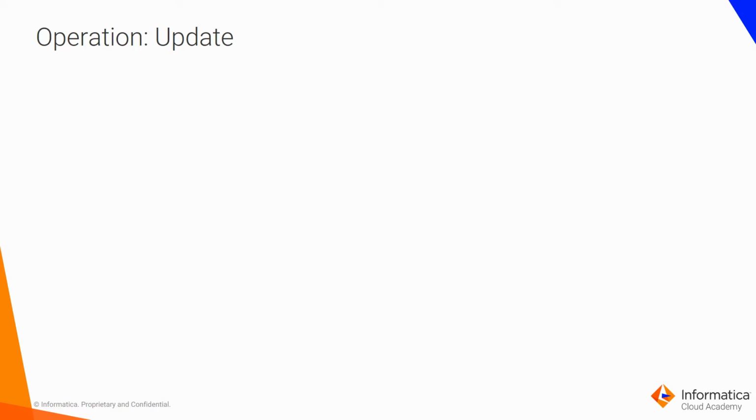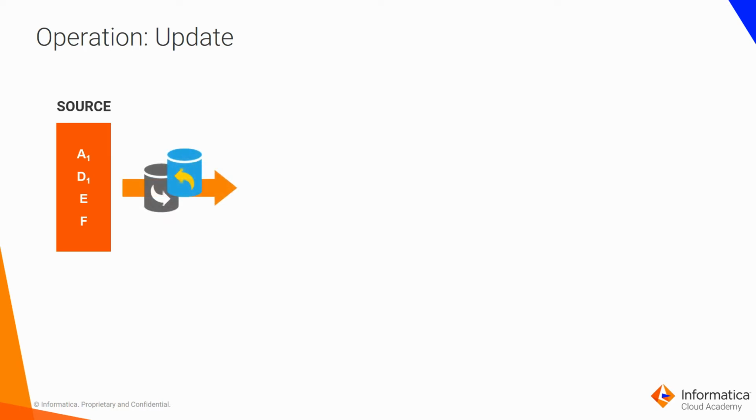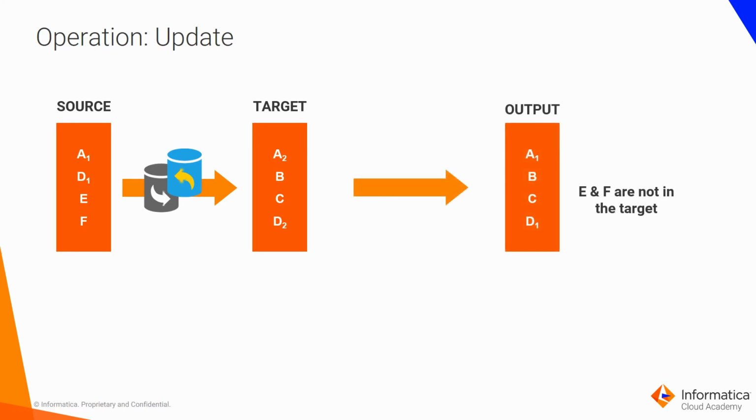In this example, you can see that the source contains version 1 of record A and version 1 of record D, as well as records E and F. You run a data synchronization task with an update operation on a target that contains version 2 of record A and version 2 of record D, as well as records B and C. The end result is that records A and D are updated to version 1. Records E and F return an error because they were not in the target, and records B and C remain unchanged because they were not in the source.